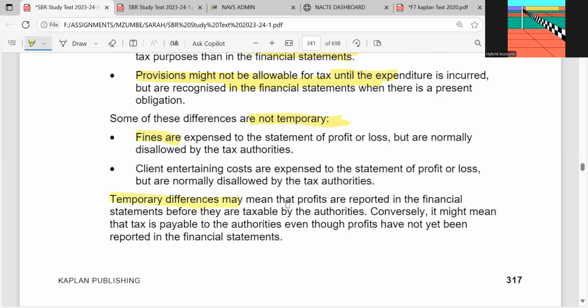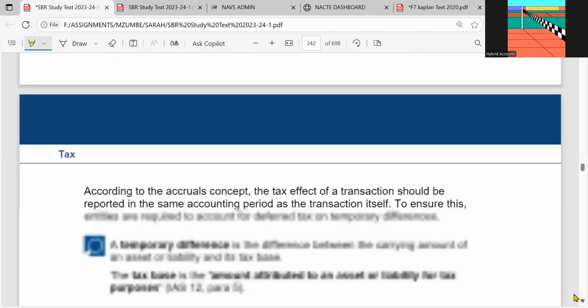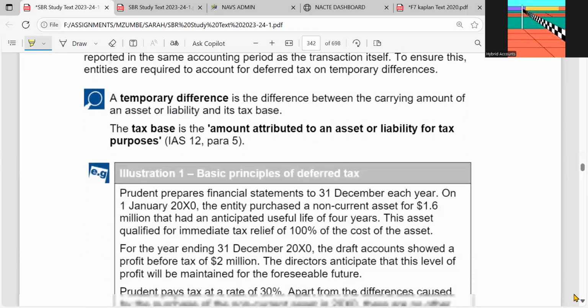So the temporary differences may mean that the profits are reported in the financial statements before they are taxable by the authorities. So simply putting it, the temporary differences are the ones which would result in deferred tax. So you see here, a temporary difference is the difference between the carrying amount of one asset. Now you get my point, right?